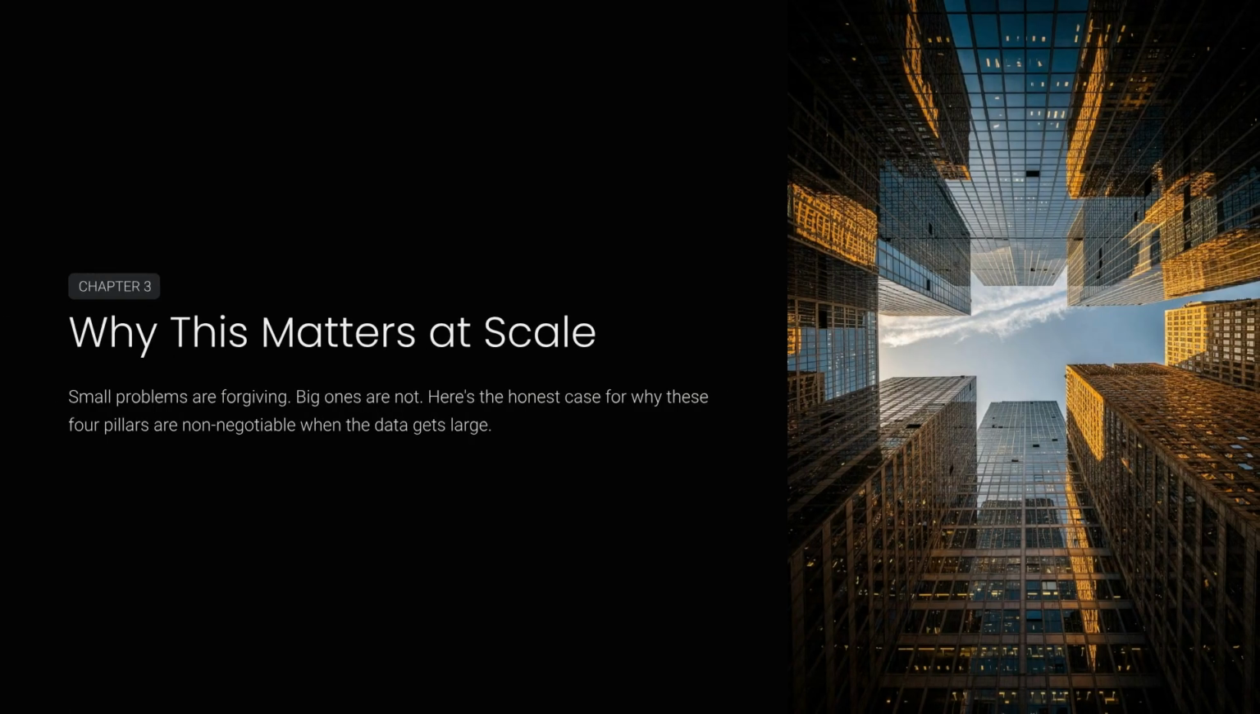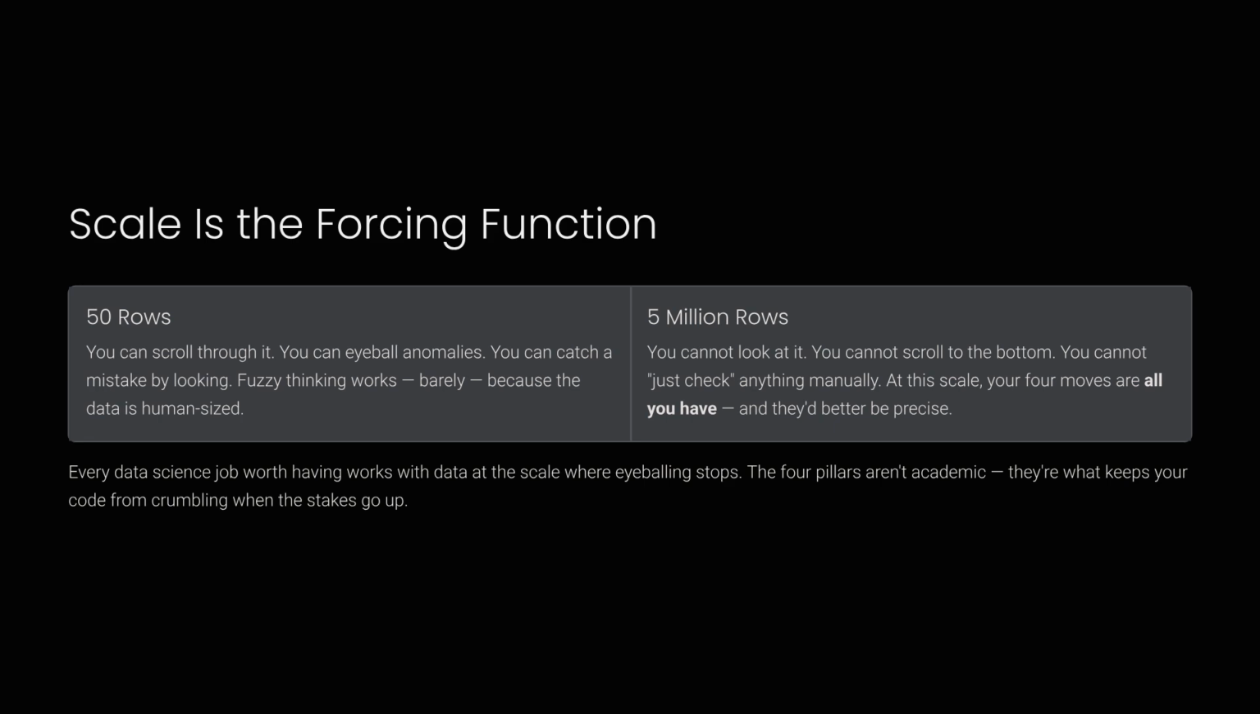Why does this matter at scale? Small problems are forgiving, but big ones are not. We need these 4 pillars to ensure our code remains reliable when we move from small datasets to millions of rows. Scale is the forcing function. With 50 rows, you can eyeball anomalies. With 5 million, you cannot. At that scale, your 4 moves are all you have, and they must be precise.